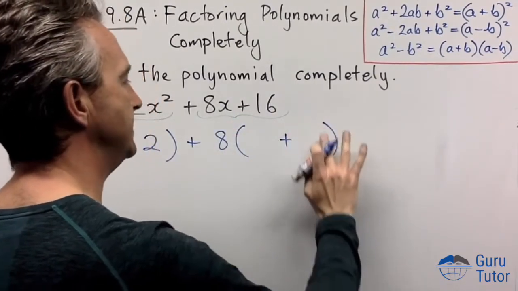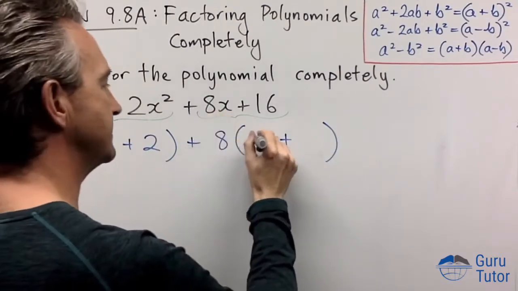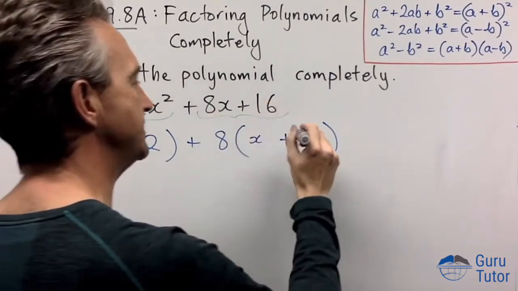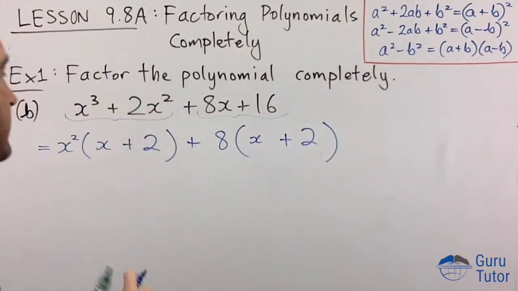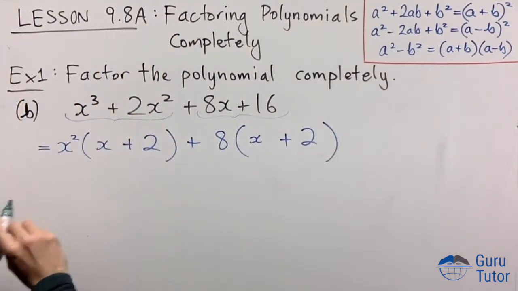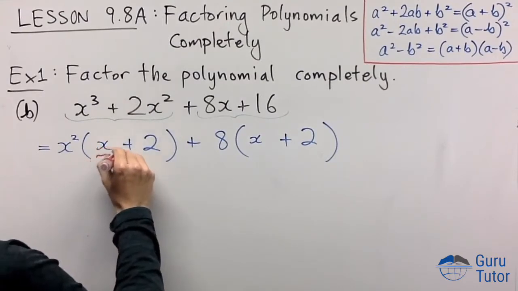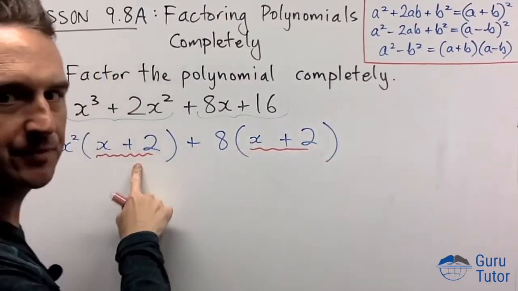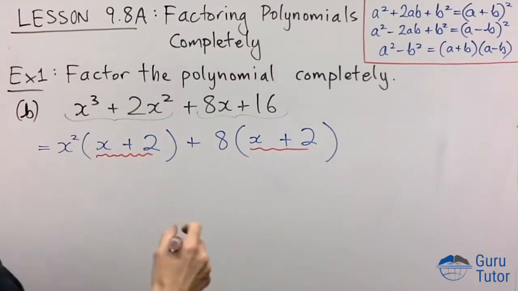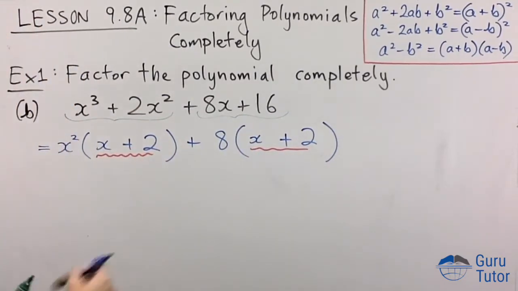And let's work backwards here. 8 times what gives 8x? X. 8 times what gives 16? 2. And now this should look familiar. This should look like part A. All right, we've got the x plus 2 in both brackets. These have to be exactly the same. If they are not exactly the same, then factor by grouping does not work.